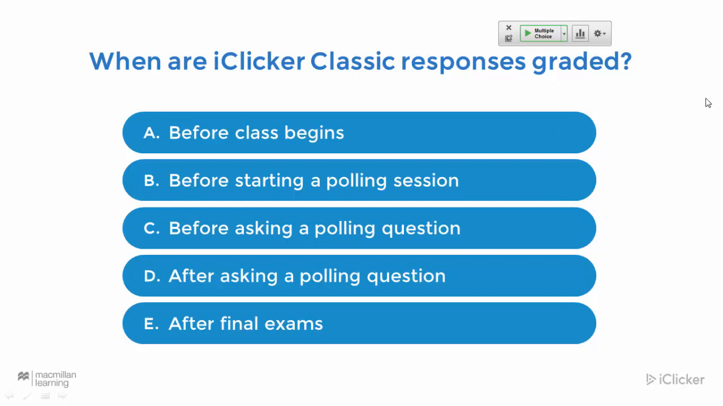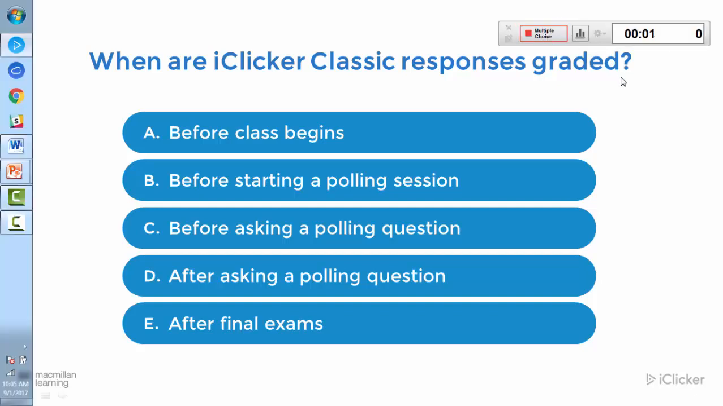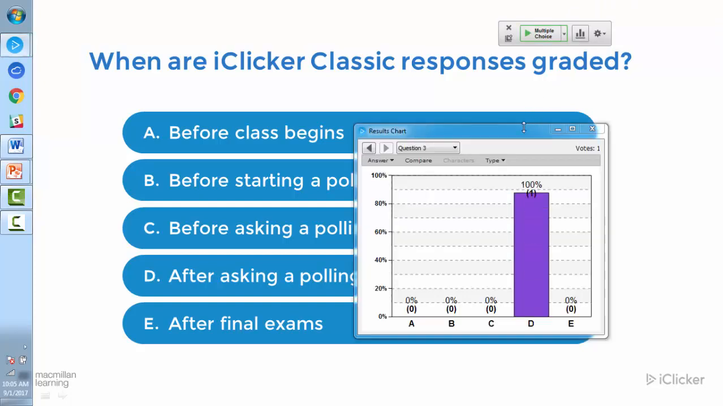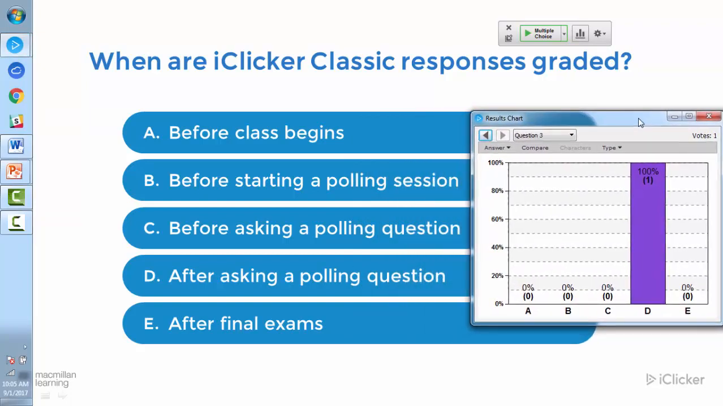So when are iClicker Classic responses graded? Is it A, before class begins, B, before starting a polling session, C, before asking a polling question, D, after asking a polling question, or E, after final exams? I simply press the play button, and then I wait for my students to respond. Now I'm able to look at the results and grade them. Yes, the correct answer is D.